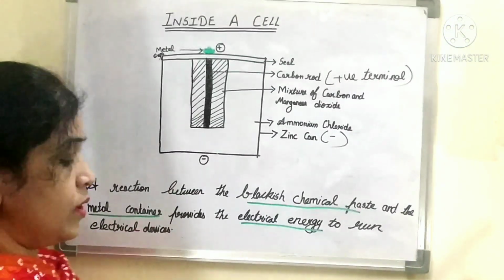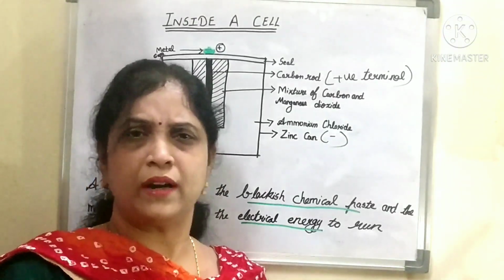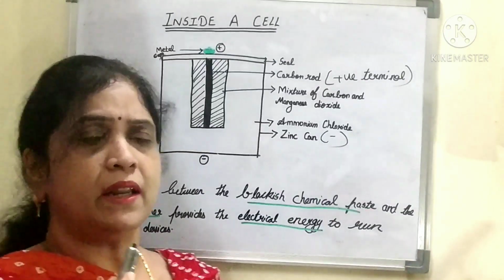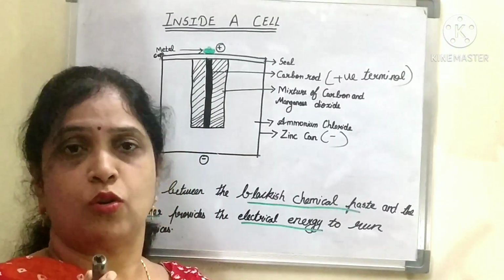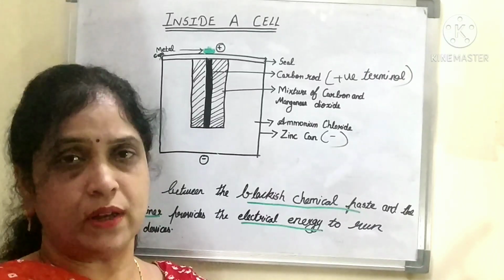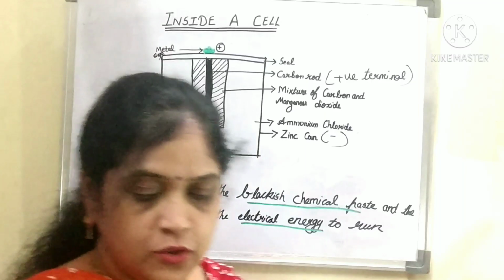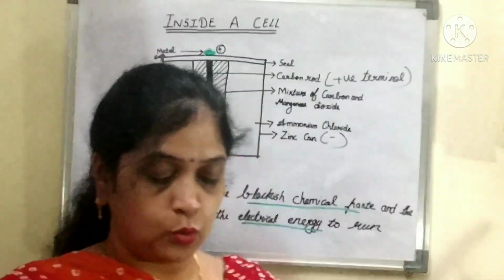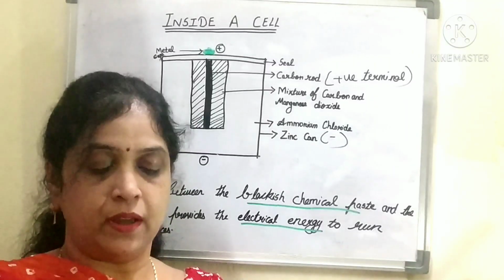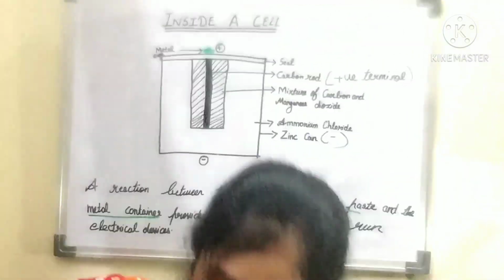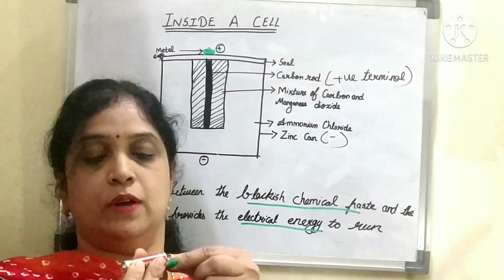Quite often one cell provides only a small amount of energy, so in many devices or toys we require more than one cell, since one does not provide enough electrical energy. In that case we take two cells, and cells can be connected in this way also, and in this way also.